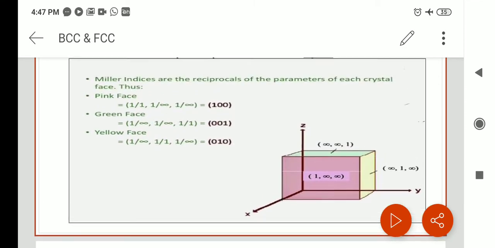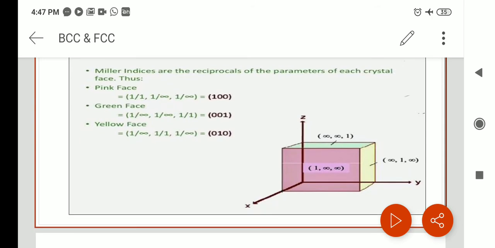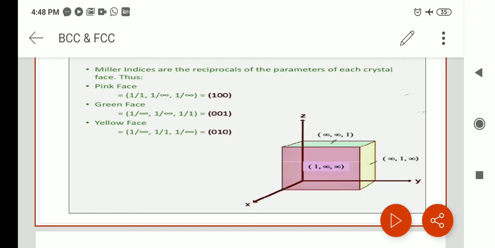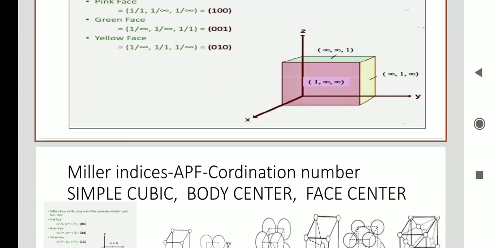So what we discussed, the reciprocals of these parameters are defined as the Miller indices. For the pink, 1 by infinite, which is 1 0 0. For the green, 1 by infinite, 1 by infinite, 1 by 1, then 0 0 1. For the yellow, 1 by infinite, 1 by 1, 1 by infinite, which is 0 1 0. So here the reciprocals of the parameters are defined as the Miller indices.